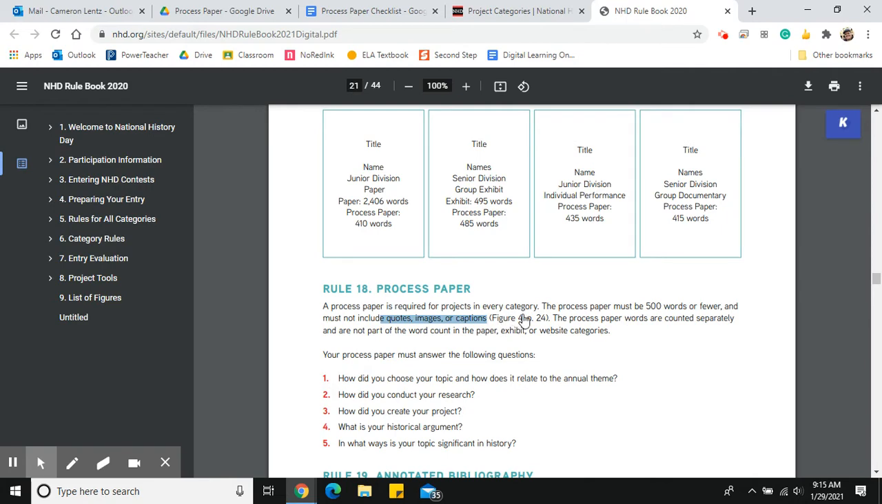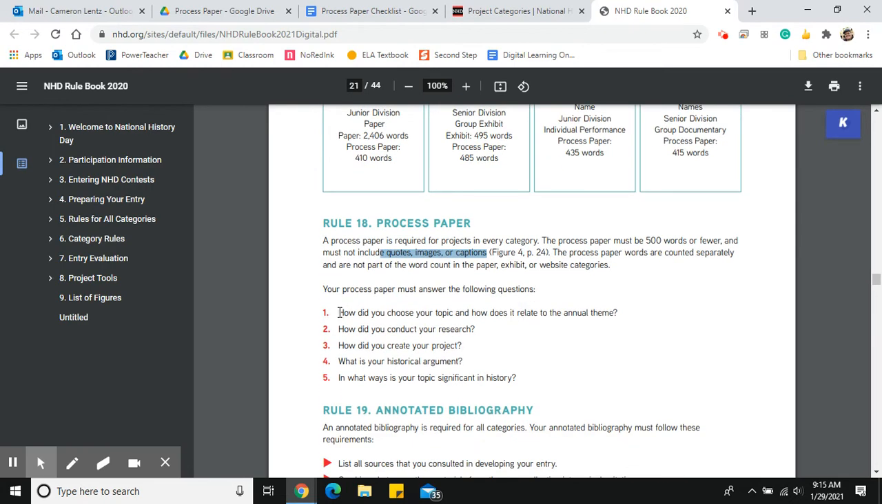And the types of questions that you answer in your process paper are things like, how did you pick your topic? How does it relate to the theme? What was your research process like? How did you conduct research? Why did you select the project that you selected and how did you make it? What's your thesis? What's your historical argument? And why is your topic important in history? What makes it significant?